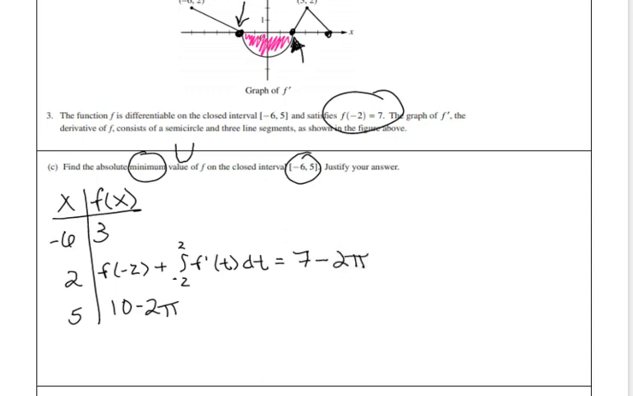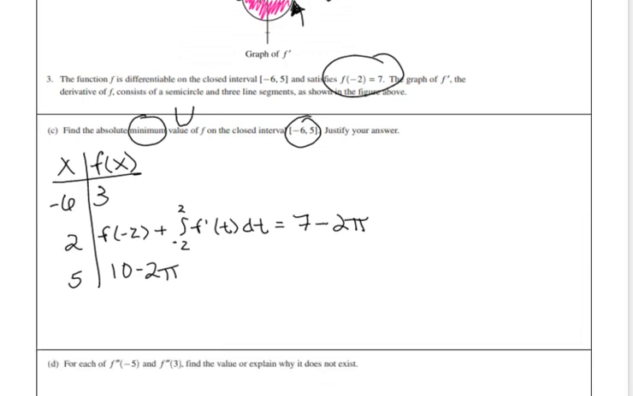So now we need to figure out which one of these is the absolute minimum. So we've got 3, we have 7 minus 2 pi, and we have 10 minus 2 pi. We have to remember that pi is about 3.14, right? So if we were to have 2 pi, it'd be about 6.28. So if we were to do 7 minus 6.28, that would be something that's less than 1. And if we did 10 minus 6.28, that would be just underneath 4. So we know then that this is going to be our absolute minimum.